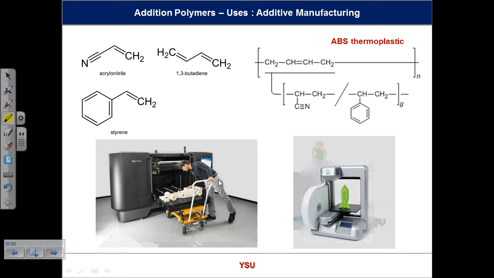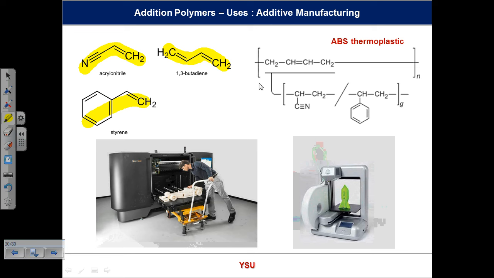And the idea that Youngstown is actually a center for this stuff now. You need material for this. A lot of the early stuff was done with plastics. Now people are using ceramics. A lot of the emphasis here is on ceramics, but we use polymers for this. We can start off with simple monomers, acrylonitrile, okay? 1,3-butadiene, which we've seen, styrene, which we've seen. And you mix these things together, and you get a polymerization of all three of them.